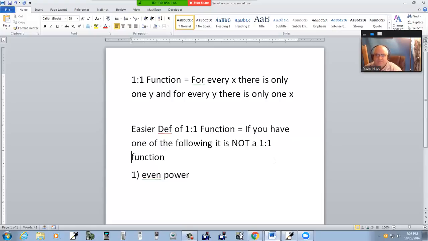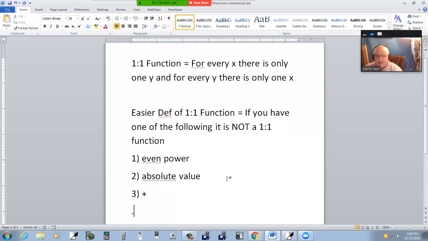If you've got the absolute value. If you've got the plus or minus. Simple. Then it's not a one-to-one function. Now there are some other items that also fit into this list, but those are the main ones you see in algebra.